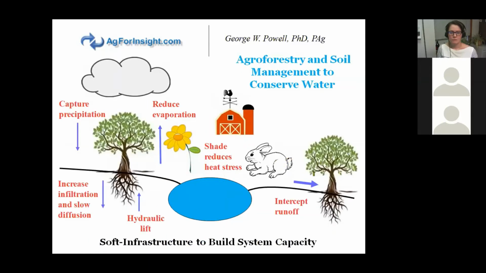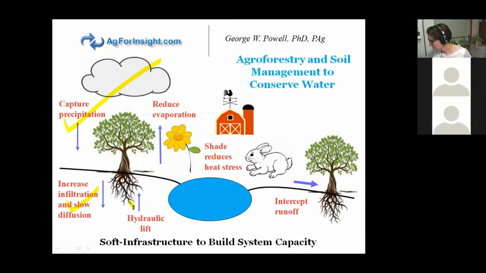What I'm going to discuss over my next two talks is what I refer to as soft infrastructure. So it's changing the soil, it's changing the vegetation complement to build the system's capacity. So we're not trying to supplement the system capacity, we're actually trying to strengthen and build the system capacity to capture and hold that water. And we do that through various means. So with agroforestry and soil organics, we can actually capture more of the precipitation that's hitting the ground. We can increase the infiltration rate and slow the diffusion of that surface water into the crop soil zone.